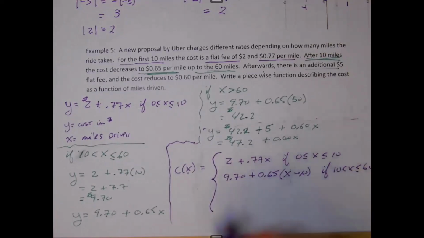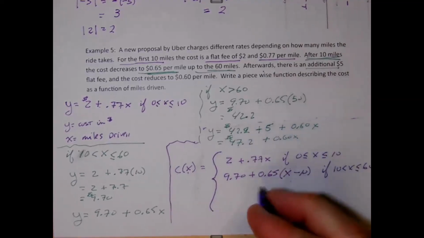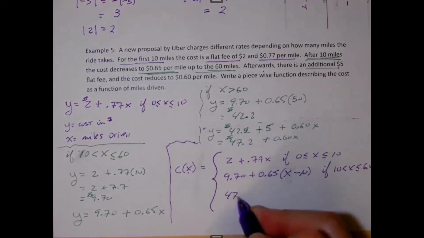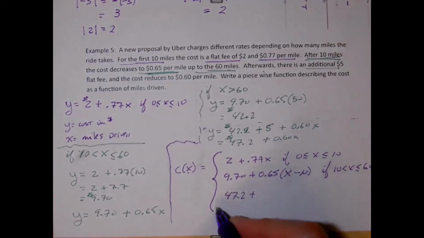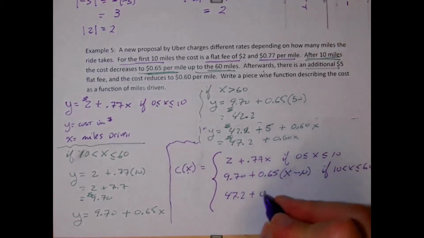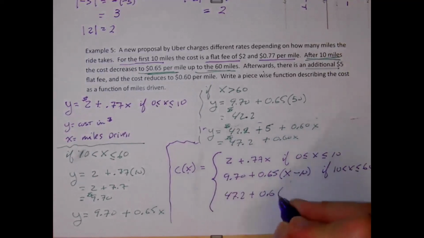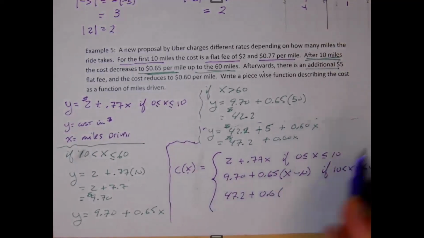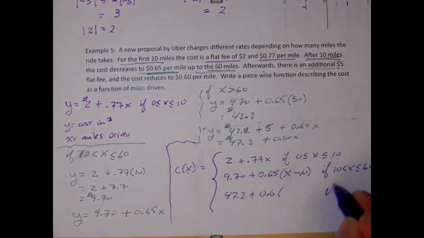What about the last equation? I'm going to do the same thing. I'm going to write 47.20 plus, now I've got my 0.6, the mileage, but again, when I start using this function, this is only true if what? If I'm beyond 60.